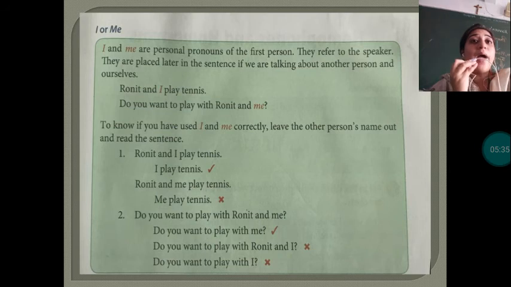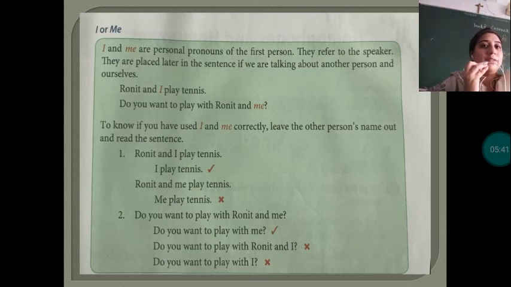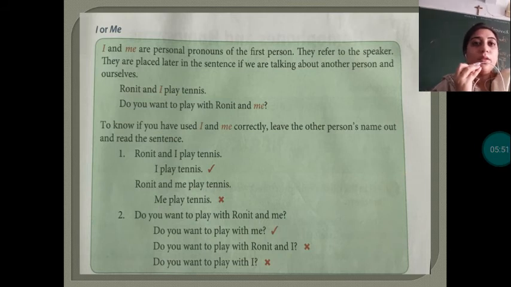To know if you have used I and me correctly, leave the other person's name out and read the sentence. Romit and I play tennis. So I play tennis, it's right. Romit and me play tennis. So me play tennis, no, it's wrong. Do you want to play with Romit and me?